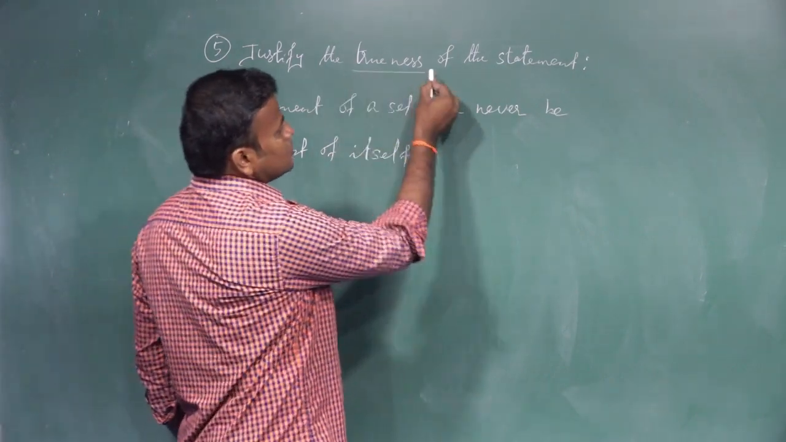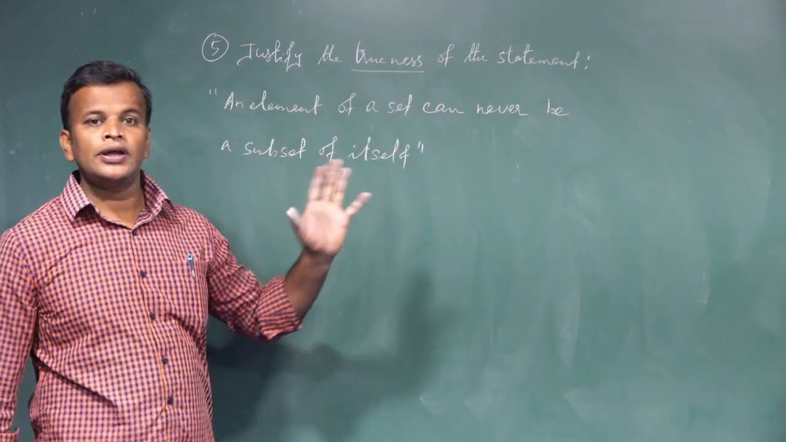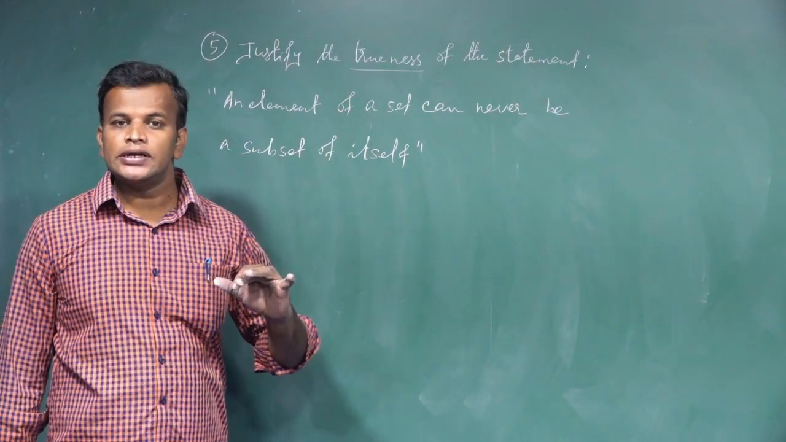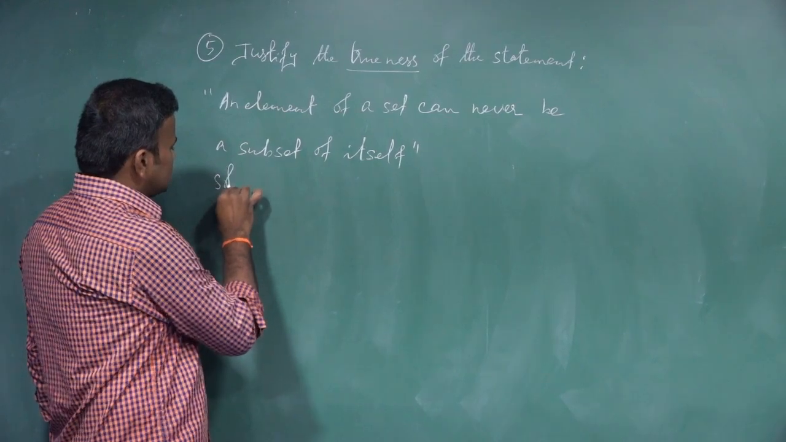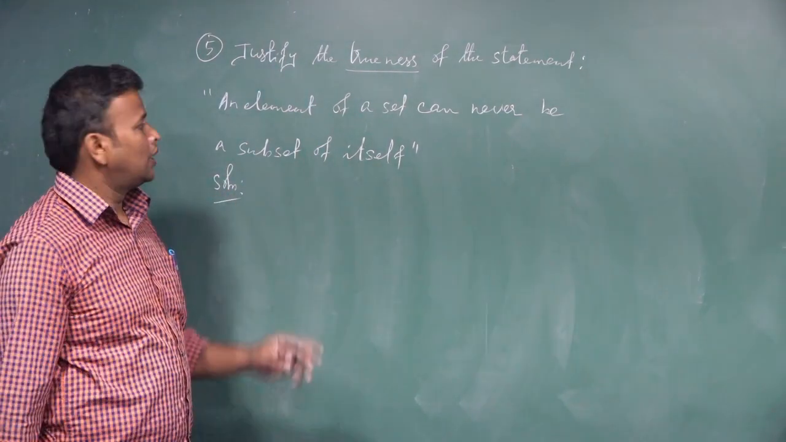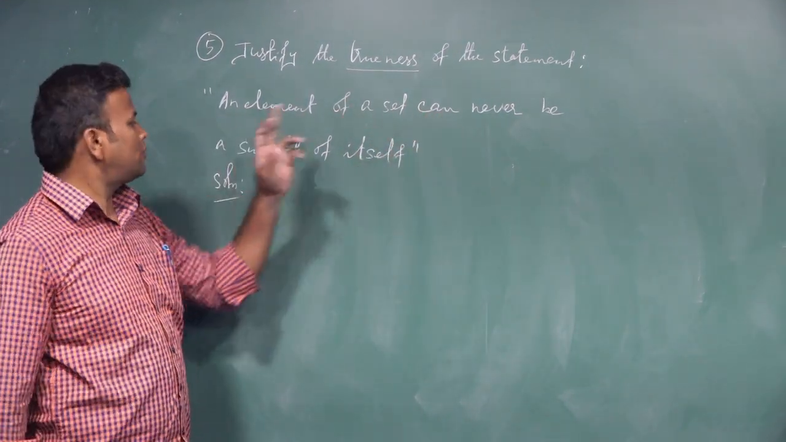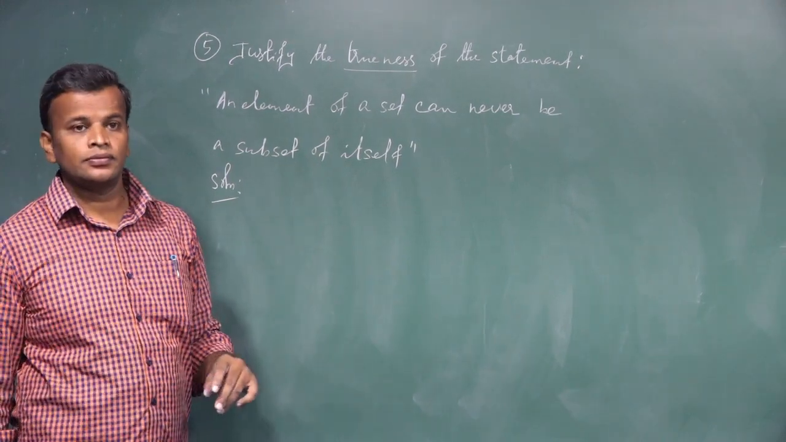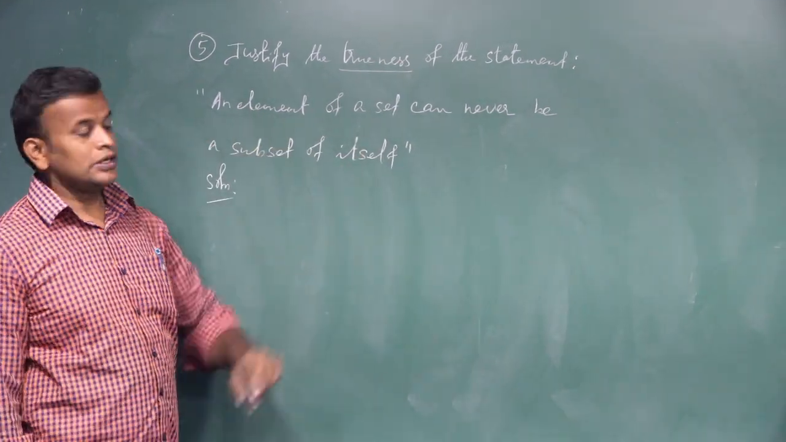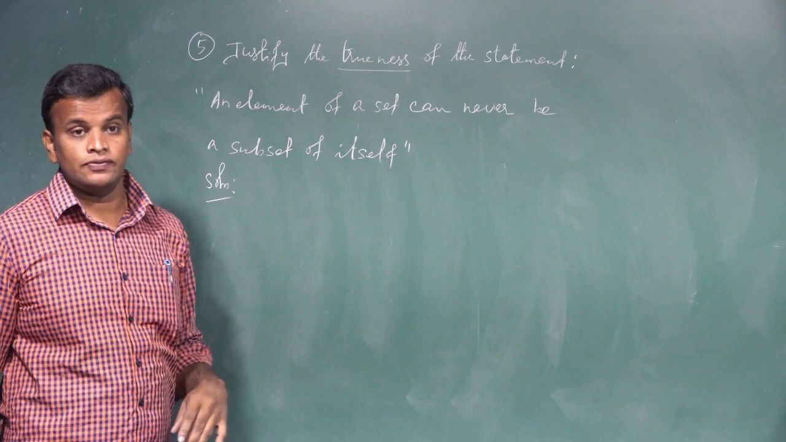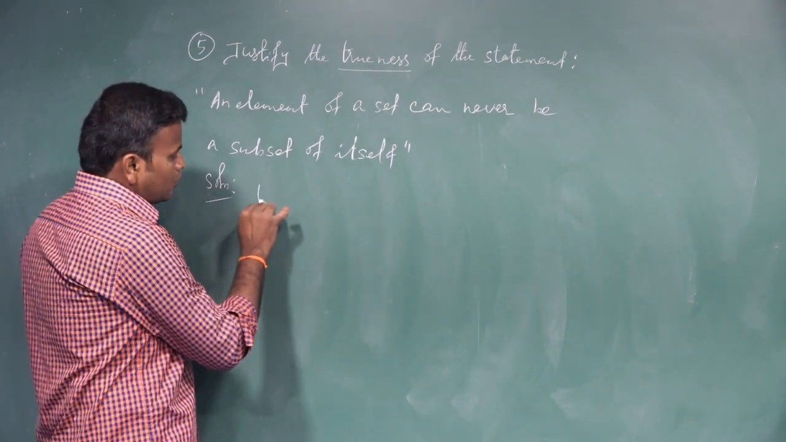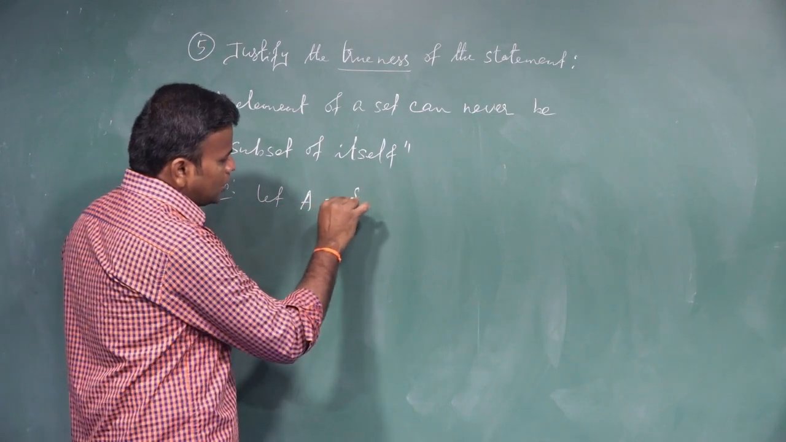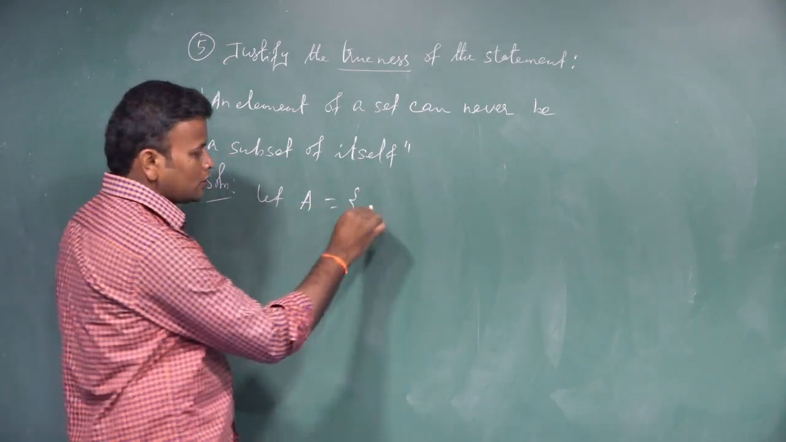Next we move to the fifth one. Justify the truth of the statement. One statement is given. Our question is whether it is true or false. You read the line: an element of a set can never be a subset of itself. Is it true or false? That is our question.